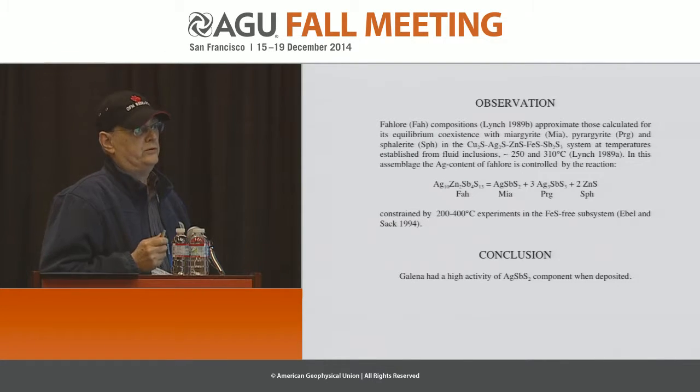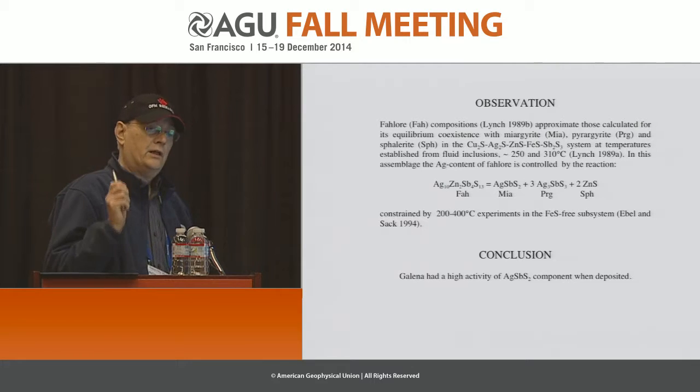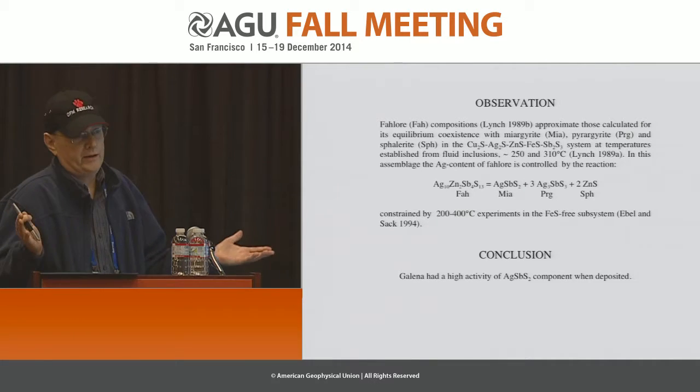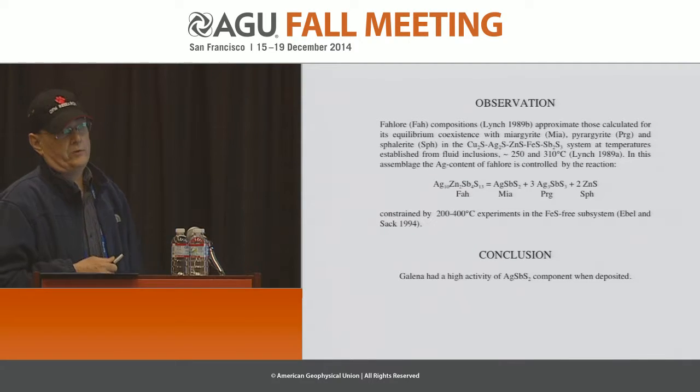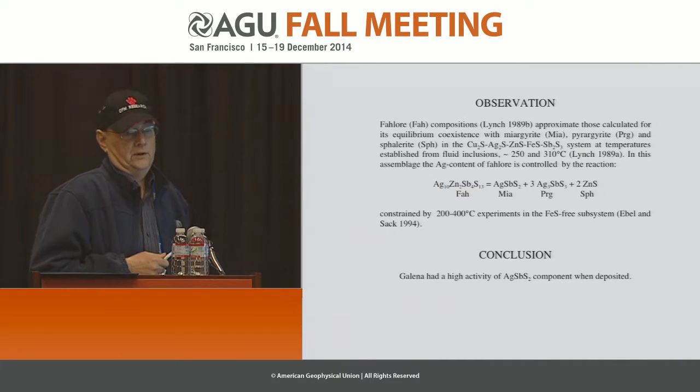Well, the answer is very simple. Fahlore is trying to tell you the galena you had originally in this silver mining district had a lot of other stuff in it. It had a lot of silver antimony sulfide, and it's gone.